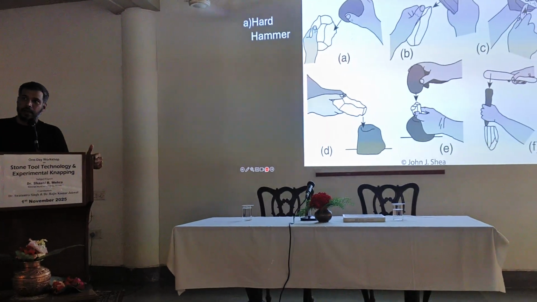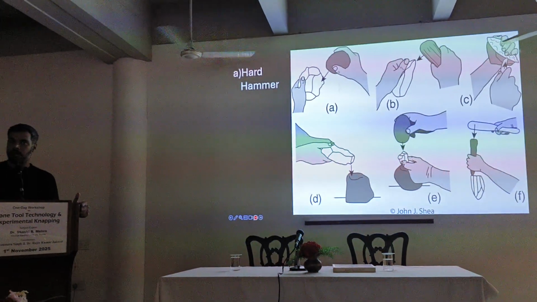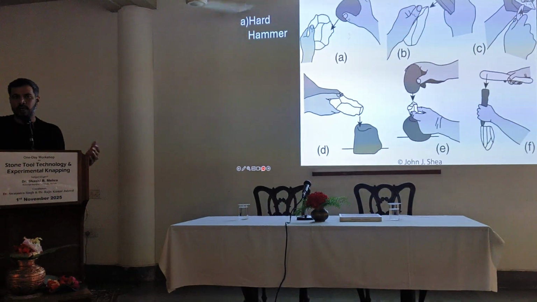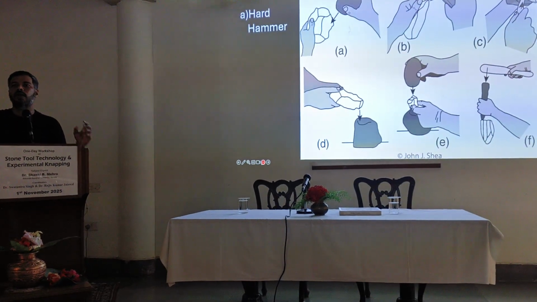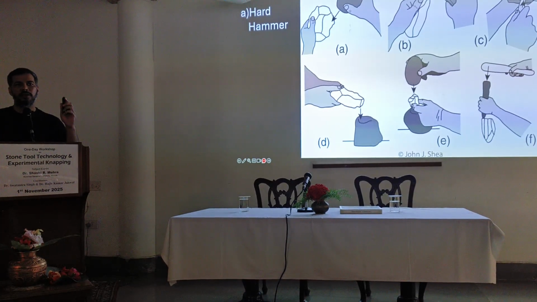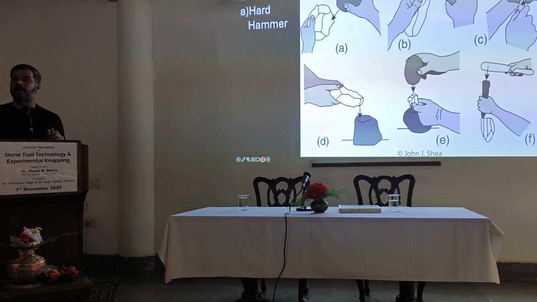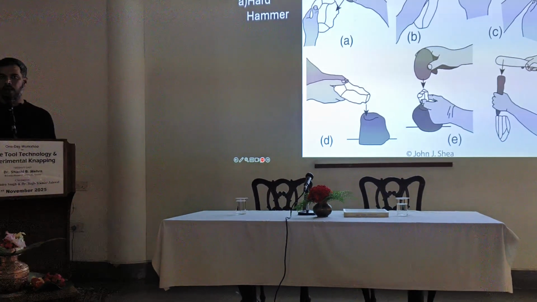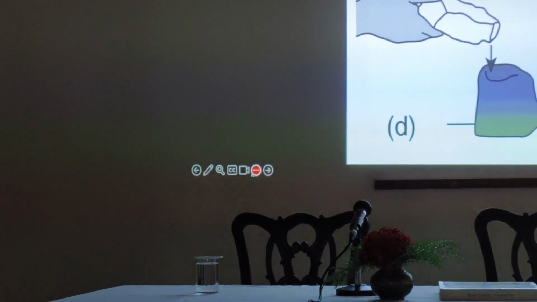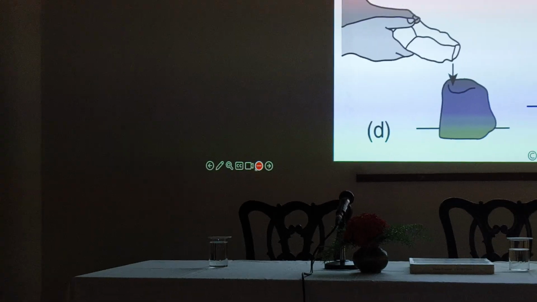So first is hard hammer. Hard hammer is just a kind of term which usually confuses the student. Hard hammer is something whenever you are striking. The hammer is a pebble that is made up of stone. That is your hard hammer. This will be harder than your raw material which you are flaking. One will be your hammer, one will be your raw material. Whenever you are flaking, that is your hard hammer percussion.